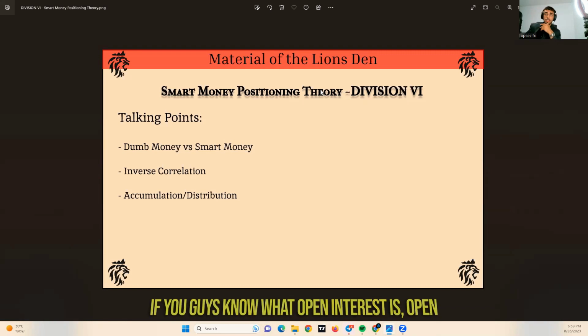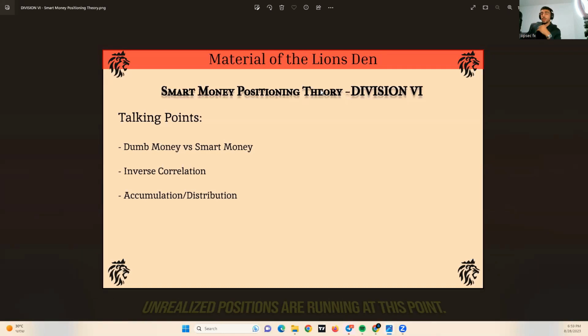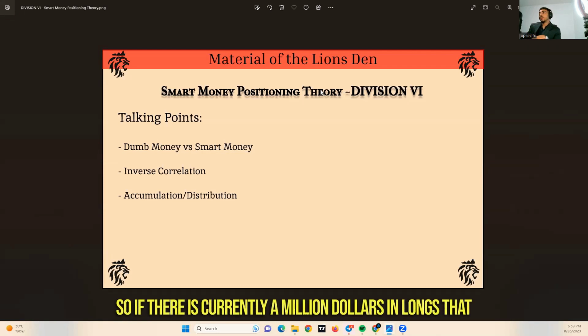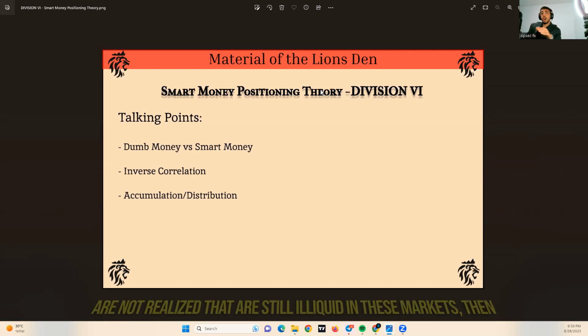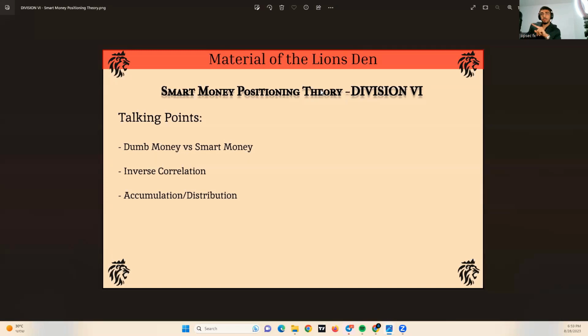open interest. If you guys know what open interest is, it's pretty much how many unsettled, unrealized positions are running at this point. So if there's currently $1 million in longs that are not realized, that are still open in these markets, then open interest is going to be at 1 million. Okay, there's 1 million in longs, so there's 1 million in shorts as well. So open interest is currently at 1 million longs, 1 million shorts. Okay.